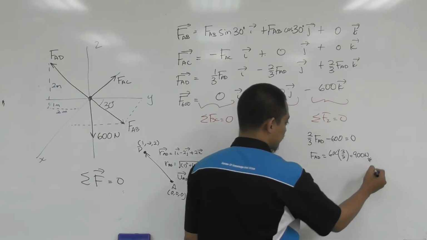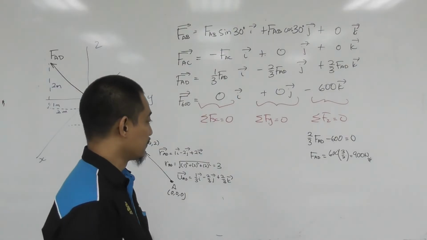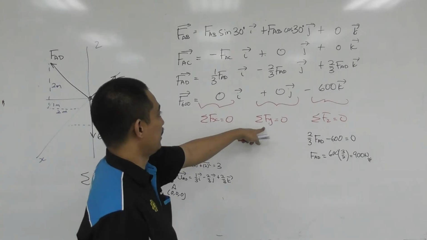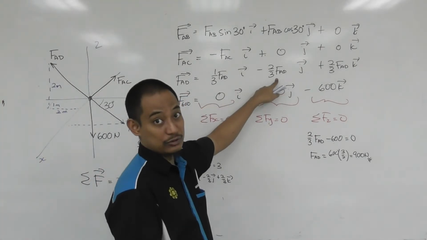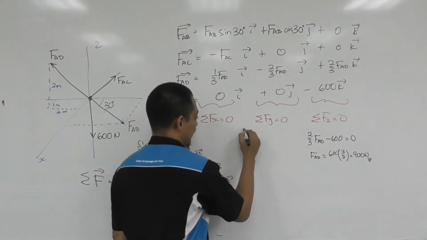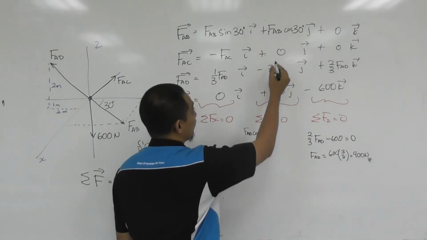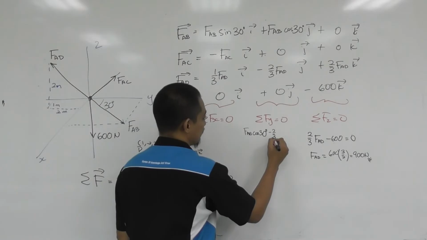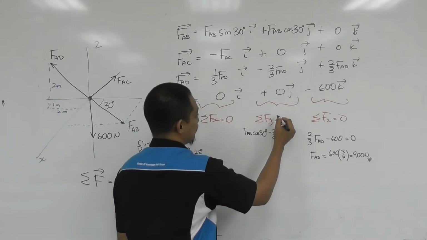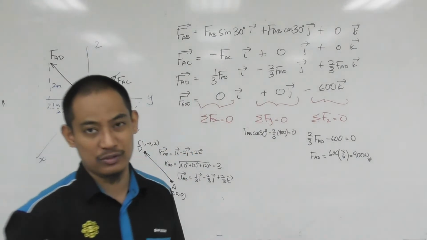And then you already know FAD, so FAD is known. So go here. How many unknowns do you have? 1. This is known, so you can solve here, because only one unknown. So summation of Fy equals 0. So you have FAB cos 30 minus 2 over 3 times FAD, which is 900, plus 0 equal to 0. So can you solve this? It's straightforward, right?